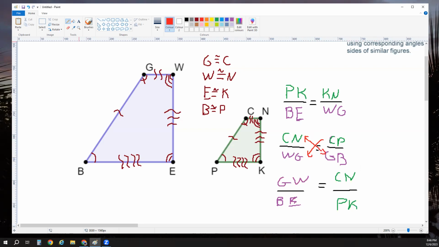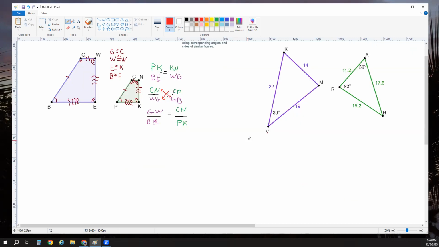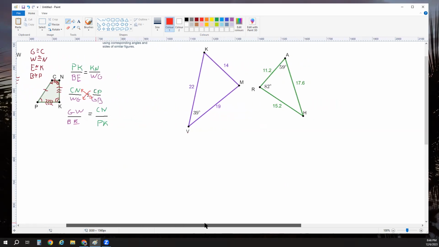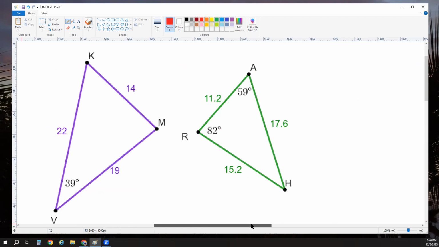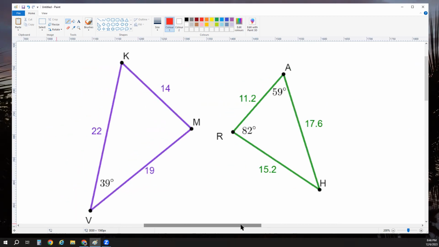Let's see if I missed any of the scenarios. And VP. Nope, I don't think I missed any scenarios for that. Okay, so moving on to an example with numbers. So here is an example with some numbers.